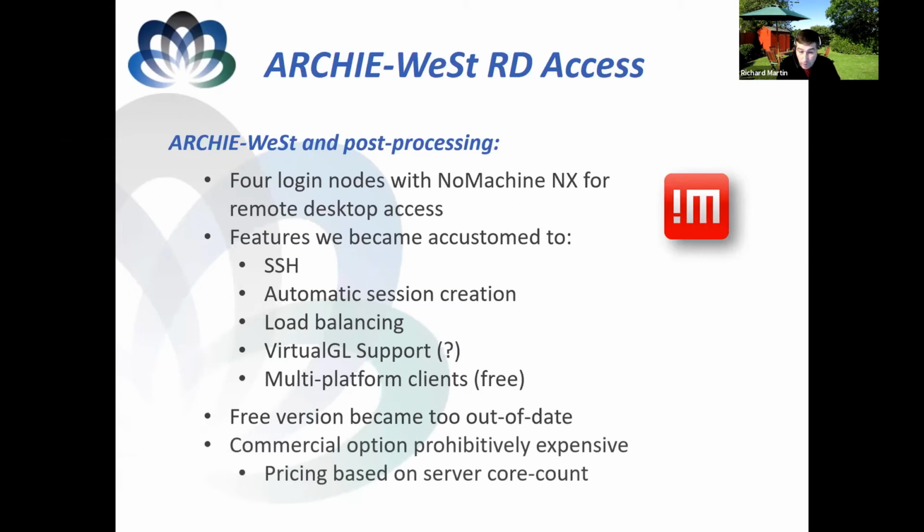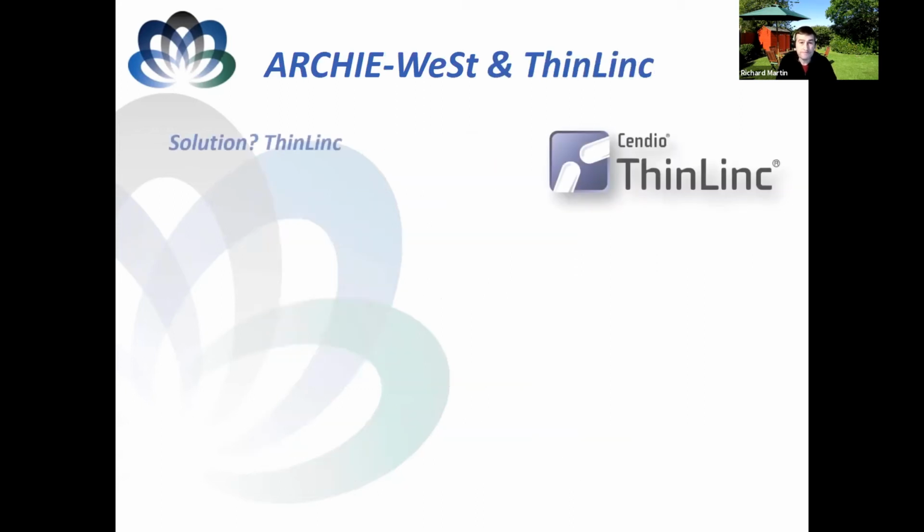The way to solve it, or one way to solve it, would have been to purchase the commercial version, but that was prohibitively expensive. If I remember correctly, the pricing was based on the core count on the server. So if you have fairly beefy login nodes and you have 4 of them, it becomes expensive very quickly if your pricing is based on that kind of model. So we were looking for an alternative to NoMachine around about 2014. And at that point, we were in the process of refreshing the operating system environment on Archie.